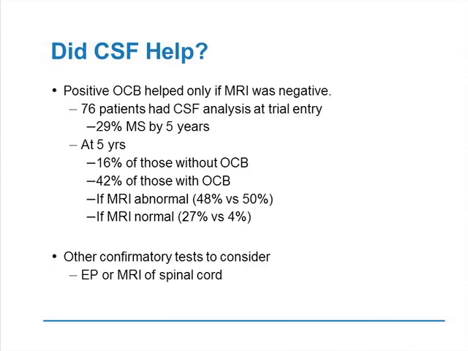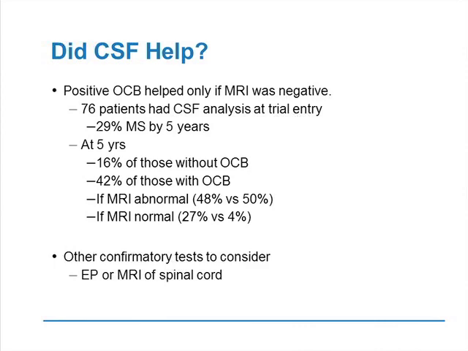And again, the difference in these groups is actually much greater if you look at the patients with a normal MRI. So if the MRI was normal, 27% of the patients with oligoclonal bands in the CSF went on to develop MS despite a normal brain MRI at the outset of the study, versus only 4% of those with normal brain MRI and negative spinal fluid.